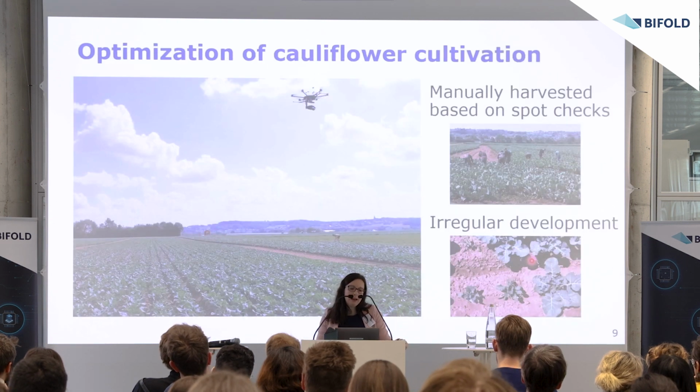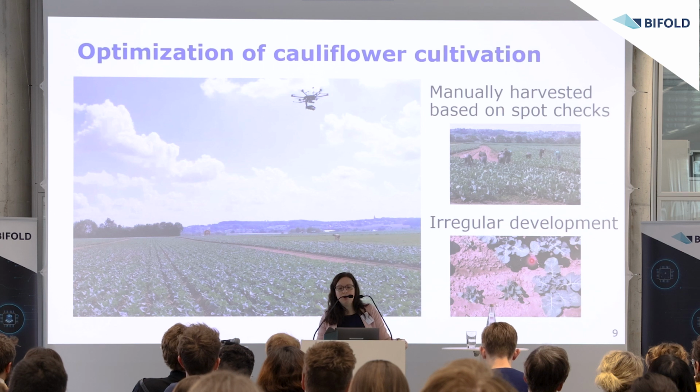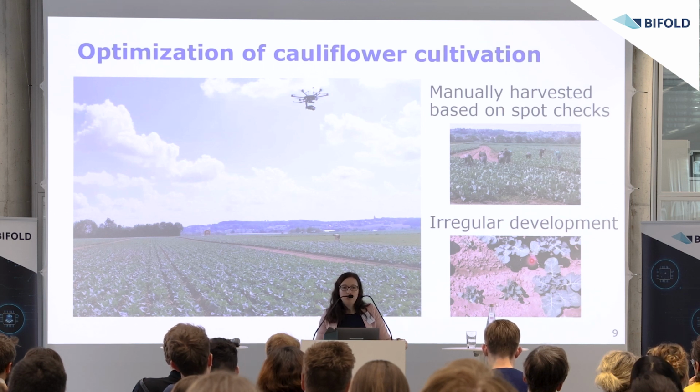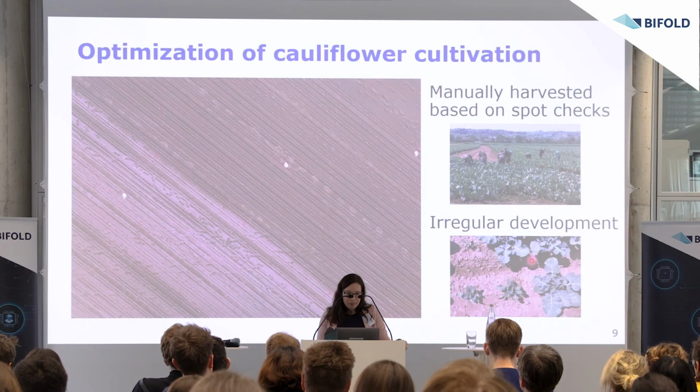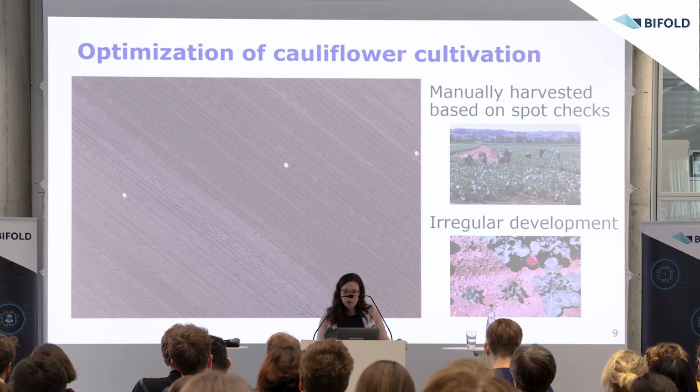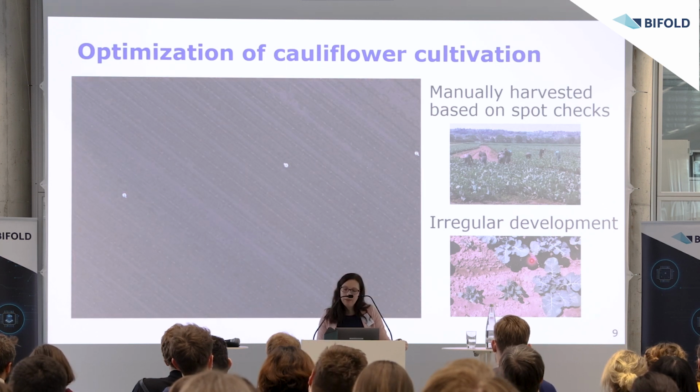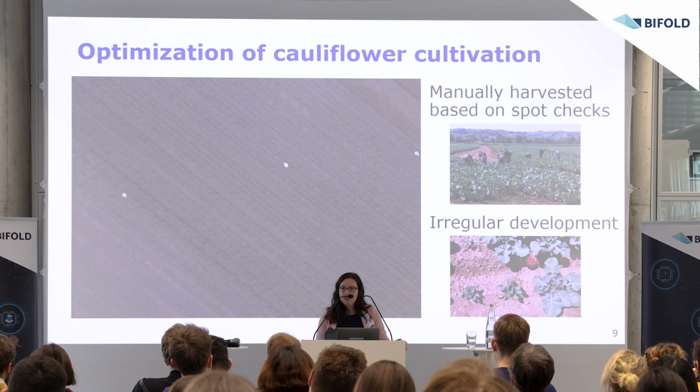One project I have on my team is the optimization of cauliflower cultivation. We have a look at the development and the growth, and especially the harvest readiness of cauliflower. And this is a complicated topic. At the moment, cauliflower is still harvested manually based on spot checks.